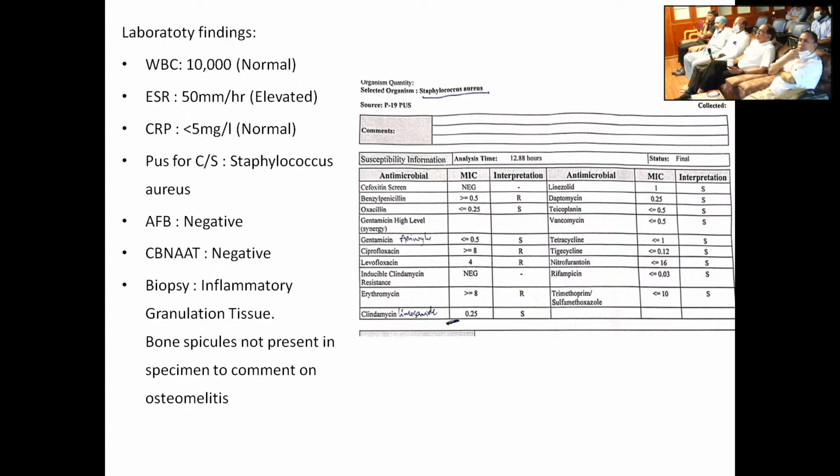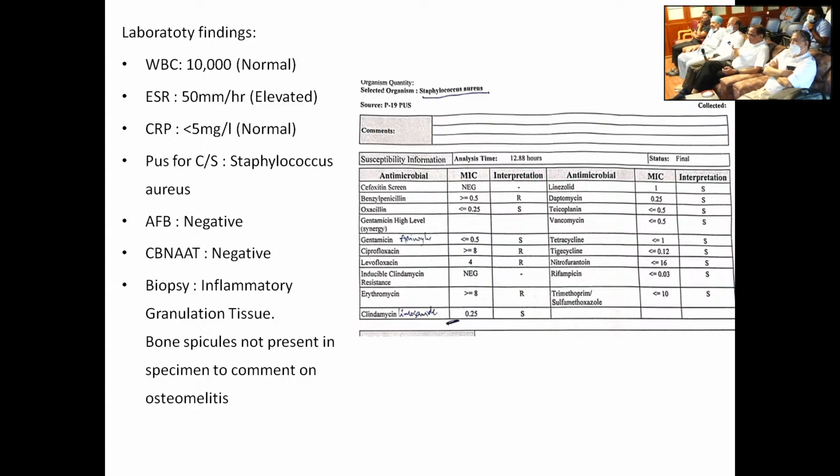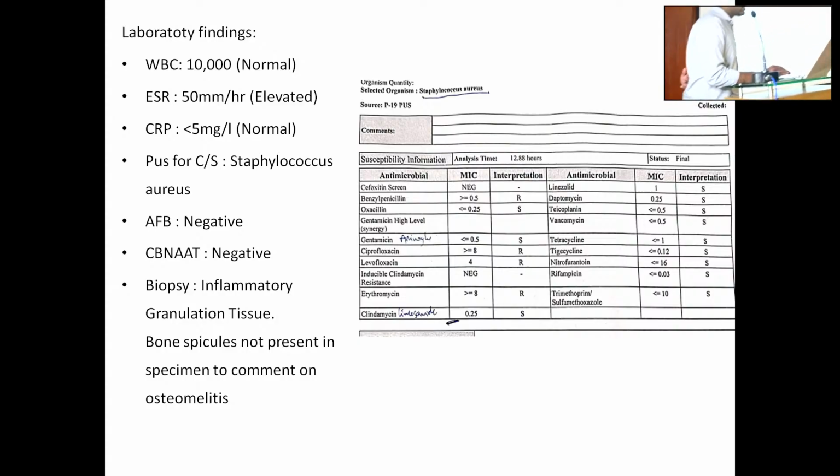Investigation, sir. The ESR is elevated, sir. We have done AFB to rule out tuberculosis. Negative. CBNAAT is also negative, sir. The pus culture and sensitivity grew Staphylococcus aureus. And we sent a biopsy of the tissue, sir. Granulation tissue, with bony spicules not present in the specimen. So you have to rule out any chronic infection.